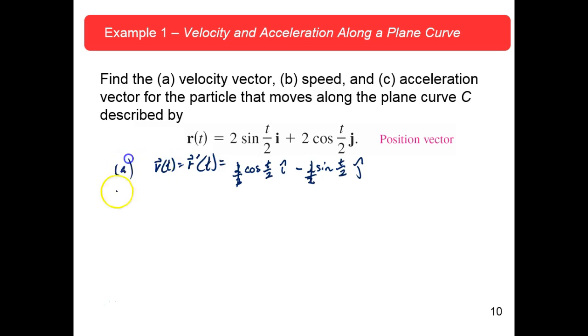Now the speed. So that's the A part. The B part is the speed. We don't really have a symbol for it. We just usually say the magnitude of the velocity function, which is the magnitude of r prime, but I'm just going to leave that out. What would that be?